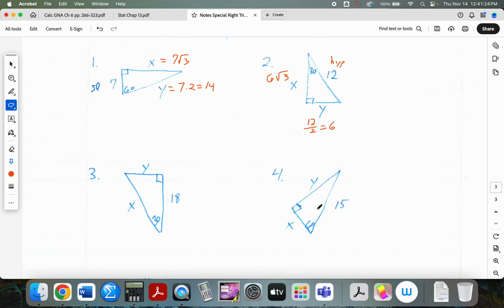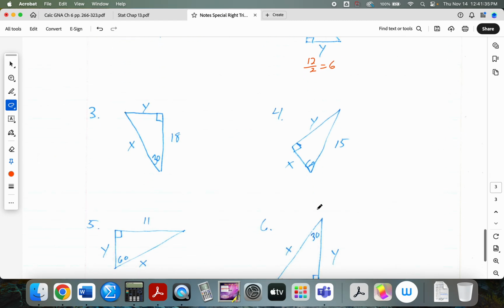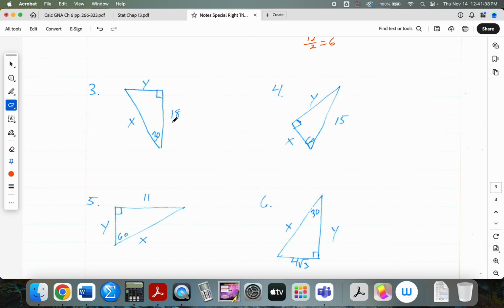I think if you're given the short leg or you're given the hypotenuse, these are really easy. If you're given the long leg, they're a little bit harder. Because if you know the long leg, what are we going to have to do to it to get the short leg? Divide by the square root of 3. So this is 18 divided by the square root of 3. I'll rationalize the denominator by multiplying by the square root of 3 over the square root of 3. I get 18 square roots of 3 over 3, which is 6 square roots of 3.